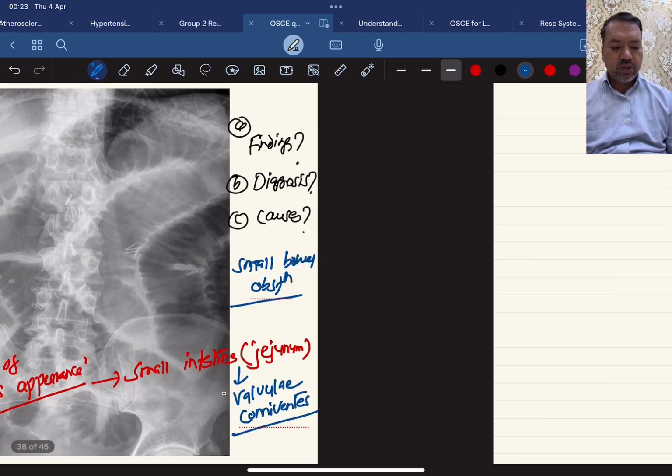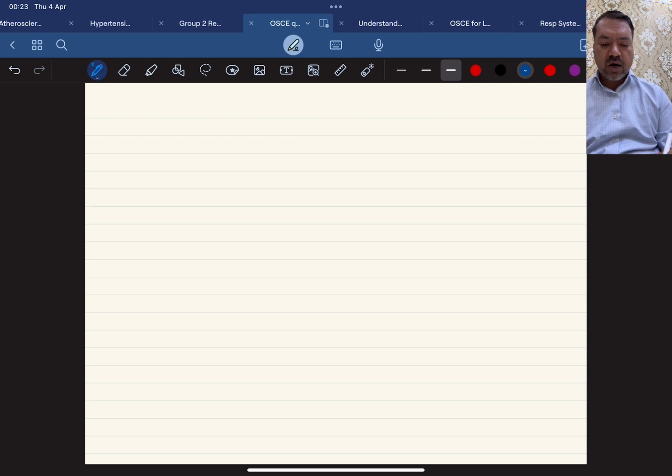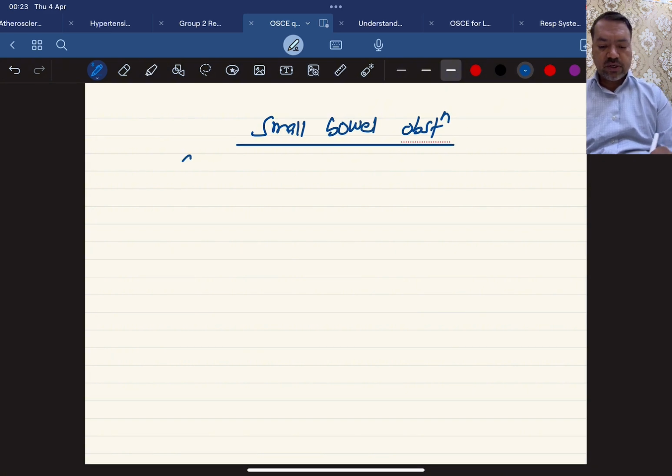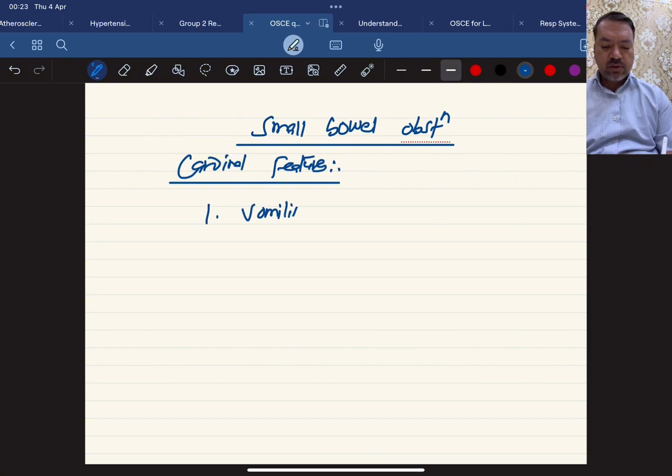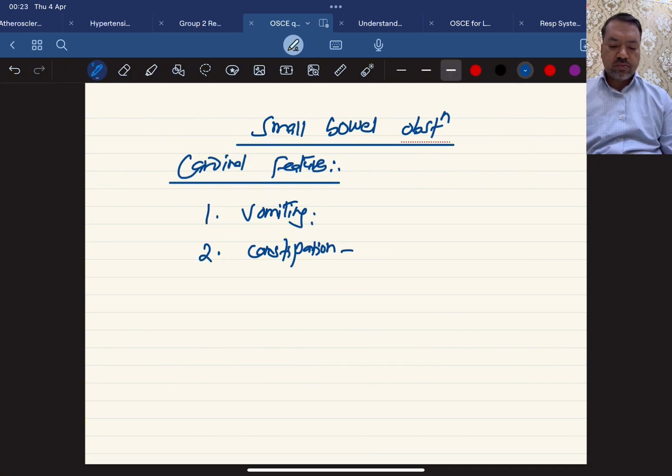Now let's talk a little bit about small intestinal obstruction very quickly. What are the cardinal features of small bowel obstruction? Cardinal features means when these features are present, you can give a diagnosis. So these are called cardinal features. There are 4 cardinal features here. Number 1 is vomiting. Number 2 is constipation. It can be absolute constipation, or relative. Absolute means it is obstipation. Obstipation means even the gas is not passed.